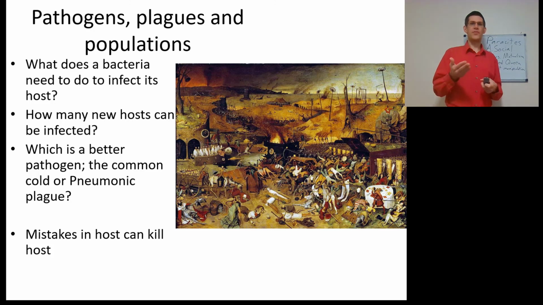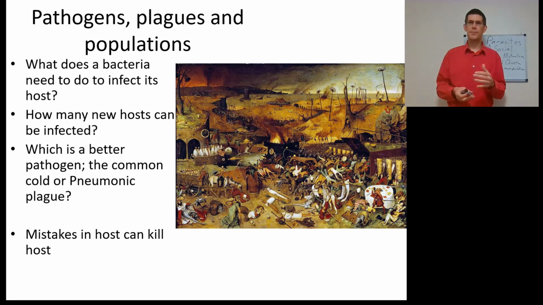Let's think, common cold versus pneumonic plague. Pneumonic plague is passed on by aerosolized droplets. It kills its hosts pretty often. I think it's 100% death rate, or at least 25% death rate. It's a high death rate. The common cold is passed on by droplets. It kills almost 0% of its hosts. So how many new hosts can a cold infect? Well, just go to a daycare. How many new hosts can a pneumonic plague infect? Fewer, which makes the pneumonic plague a worse pathogen than the common cold.